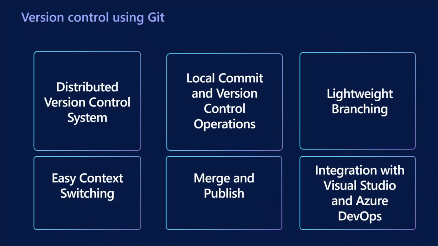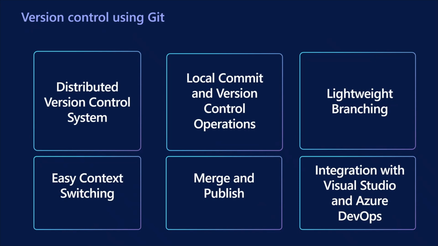When changes are ready to be integrated, branches can be merged easily. Developers can also have the option to publish branches for team collaboration or dispose of them when they are no longer needed. Lastly, Git integrates seamlessly with Visual Studio and Azure DevOps, and it is also compatible with third-party Git services and clients. This integration provides developers with flexibility in their tool usage and development workflow.